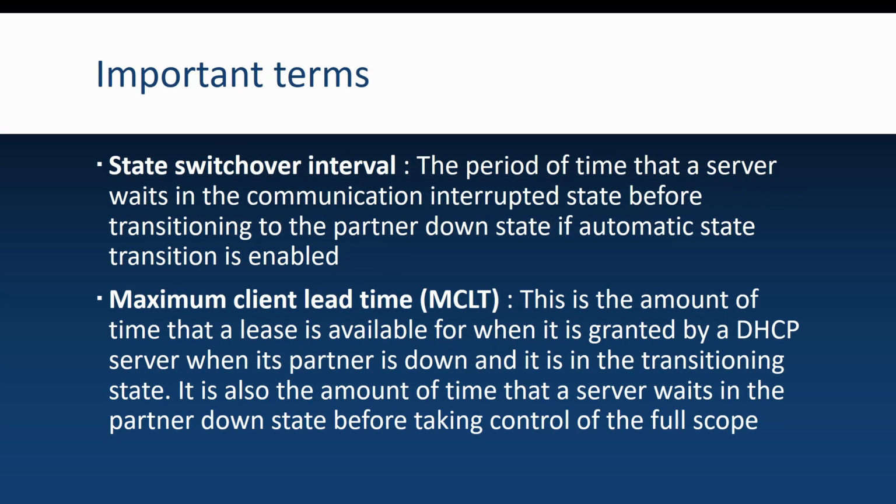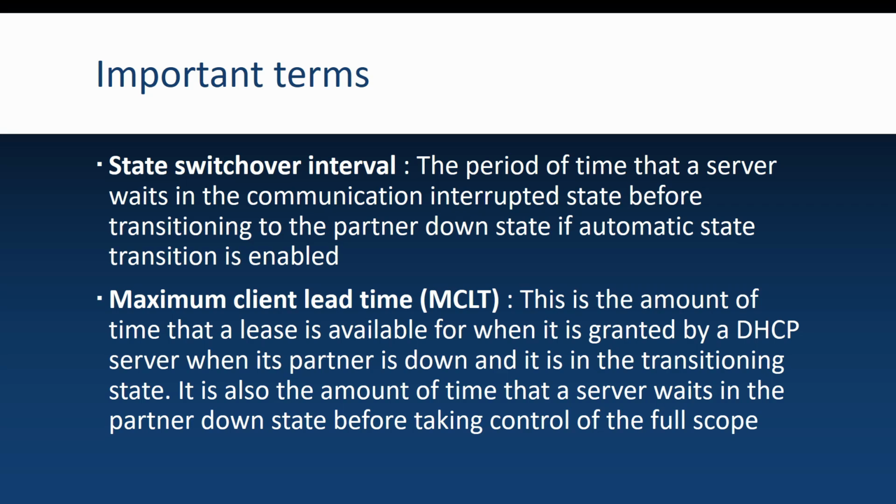So now that we saw how failover works, let's discuss the two time intervals that are very important for the understanding of DHCP failover. First is the state switchover interval, and this period of time is the time that a server waits in the communication interrupted state before it transitions to the partner down state. This of course is in case automatic state transition is enabled.